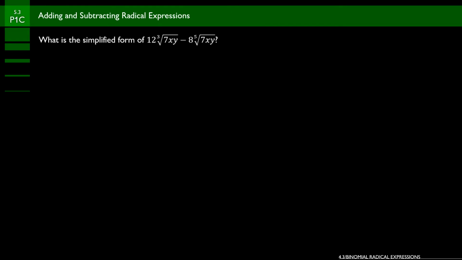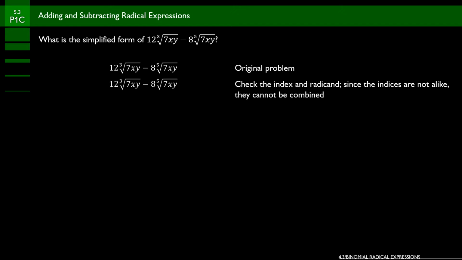For 1c, we're asked what is the simplified form of 12 cubed root of 7xy minus 8 fifth root of 7xy. So again, what we're going to do is we're going to check these indices, and we've got a 3 on the first one and a 5 on the second one. You can go ahead and stop there because there's nothing that you can do with these. The answer is just going to be rewriting the original problem, which was 12 cubed root of 7xy minus 8 fifth root of 7xy.